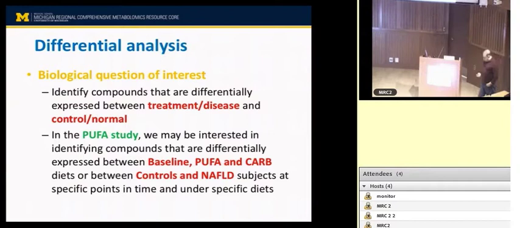All right, so in terms of differential analysis, the key question that you're interested in is to identify compounds that are differentially expressed between two conditions: treatment and control, disease and healthy subjects, and so forth. So I've already given you some examples of what type of comparisons you may be interested in the PUFA study. And some of these comparisons are much more complicated because of the experimental design, whereas some other comparisons are more straightforward.